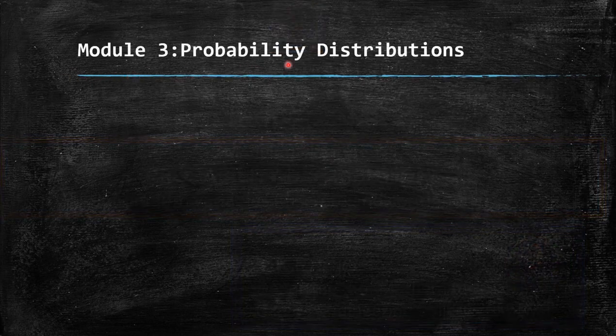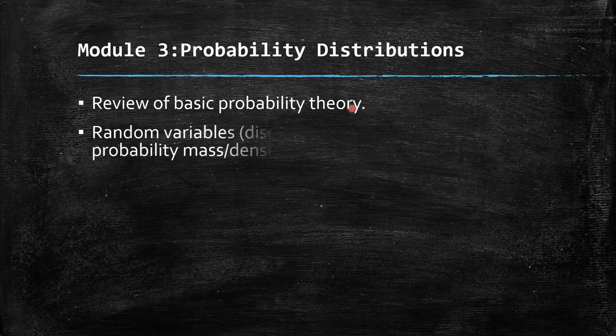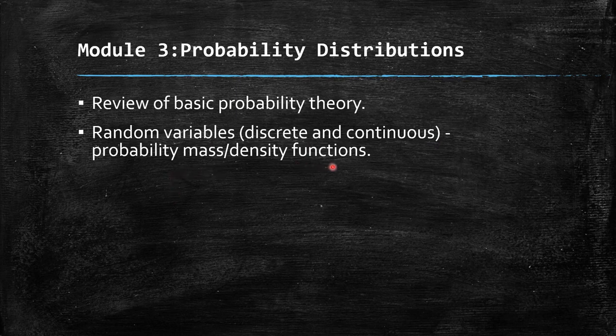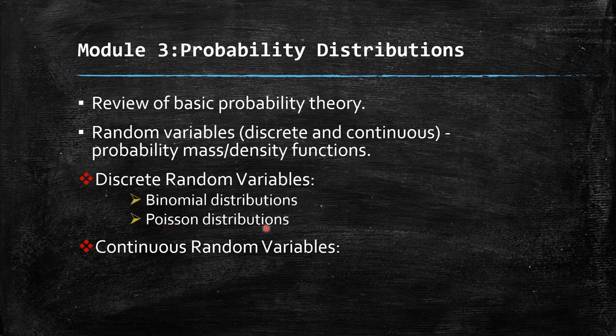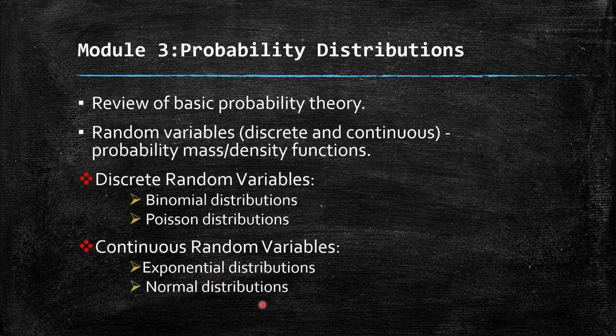Module 3 probability distributions comprises a review of basic probability theory, random variables, discrete and continuous random variables, probability mass or probability density function. Under discrete random variables, we take two distributions, binomial and Poisson distributions, and under continuous random variables, exponential and normal distributions.